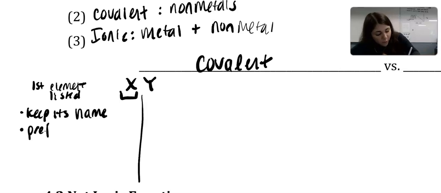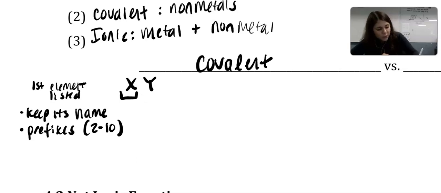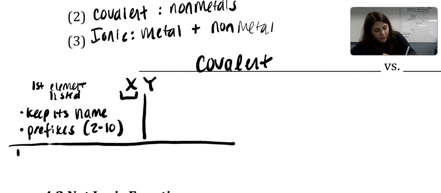We also will be working with prefixes. So a prefix will go before the element's name. We will actually be using prefixes 2 through 10. And so here I'm actually going to change that line to look like this. Here to show you our prefixes, we're going to have 1 through 10. Make sure you leave yourself enough room to write all 10 numbers.